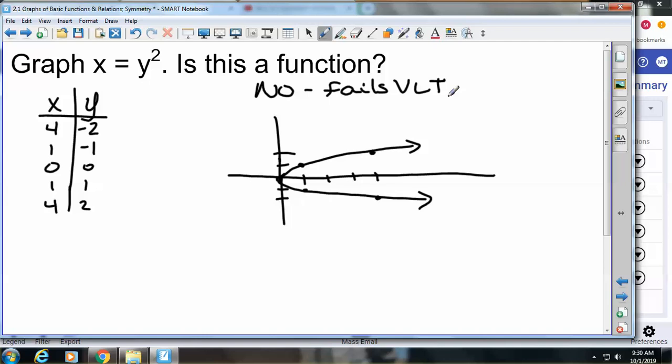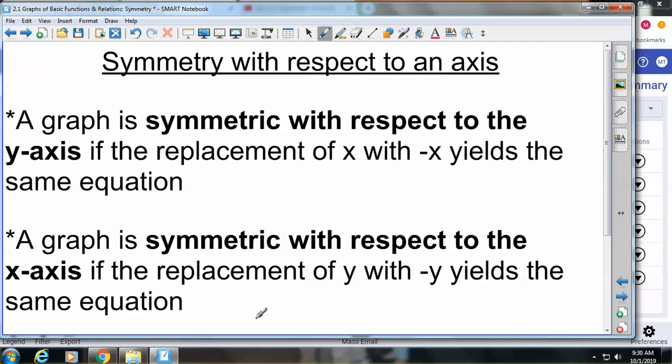The last thing that I want to talk about on here is symmetry. A graph can be symmetric to the x-axis, the y-axis, or the origin. If it is symmetric to the y-axis, if you just think about your graph, that means if I fold it on the y-axis, it would overlap itself. So what would be some examples of that? Looking at the functions that we've drawn, which ones would be symmetric to the y?